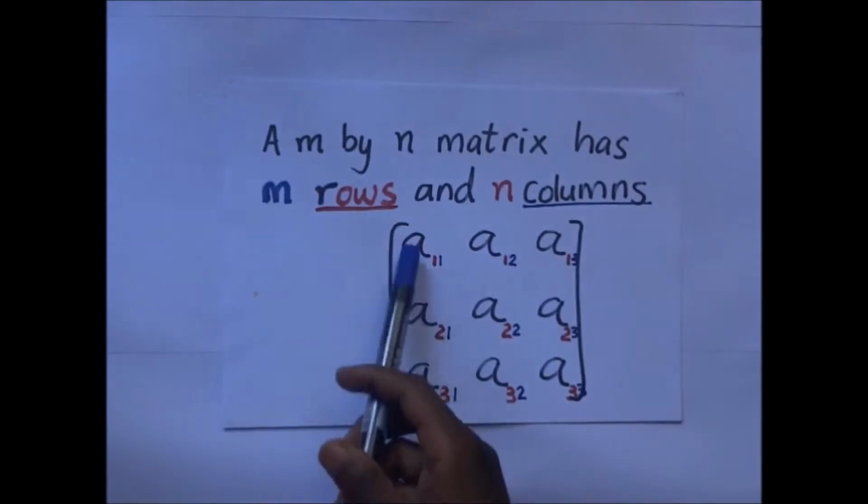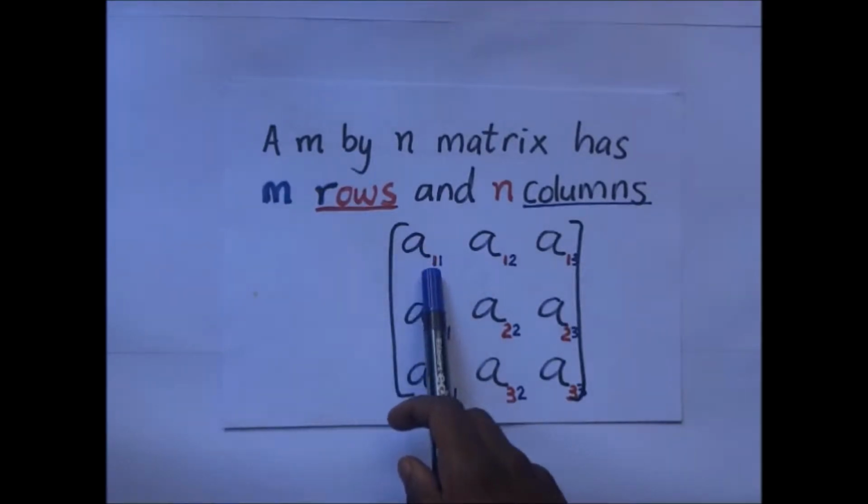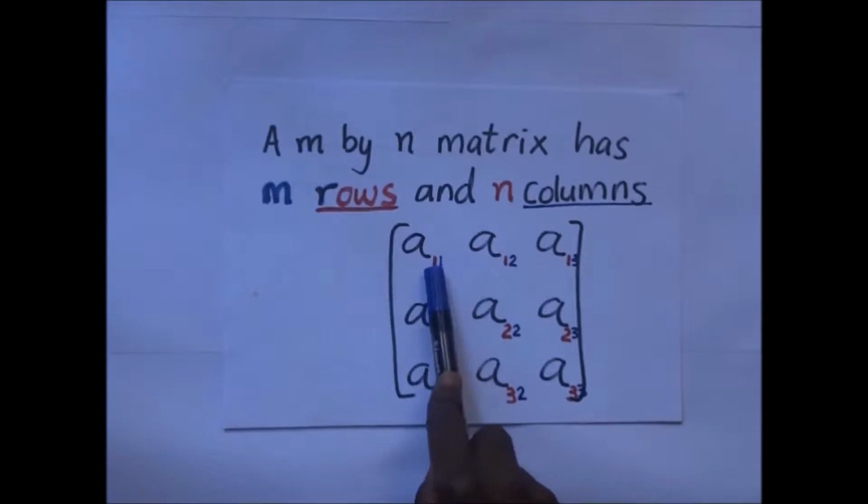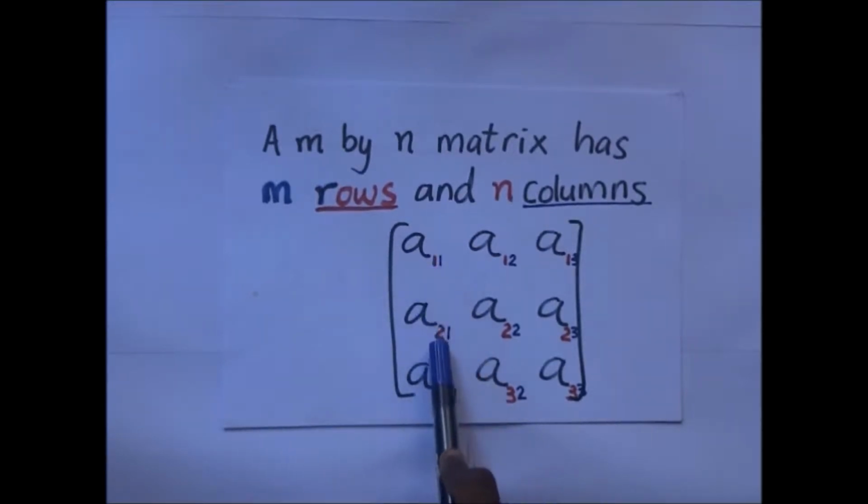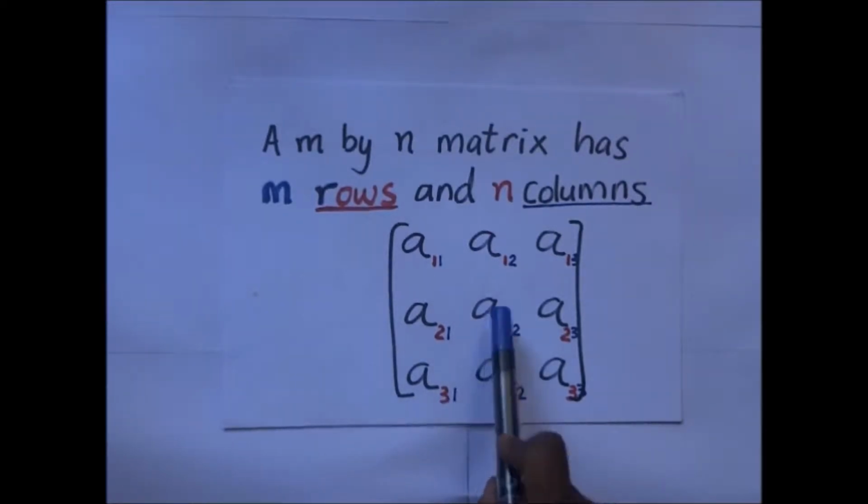So when I say A11, A subscript 1 1, it means that it is in the first row and first column. A21 simply means that it is in the second row but in the first column. And this element here is in the third row but in the first column. This element here is in the second row and second column. This one is in the third row and second column. That is how we name the elements in the matrix.